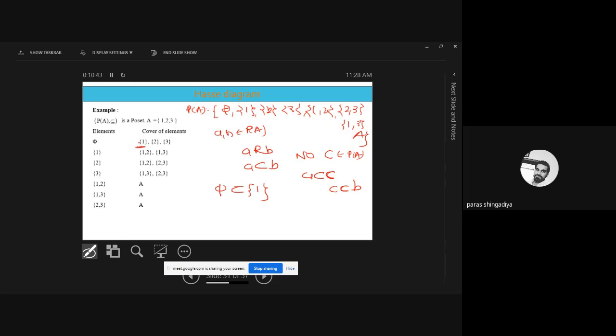Now the next entry, that is singleton 2. So 5 is a subset of 2. The first condition is valid here. Yes, 5 is a subset of 2. Now the second condition: there is no third element which satisfies A subset C and C subset B. In between 5 and 2, which number is there? That is singleton 1. Singleton 1 is in between 5 and 2.